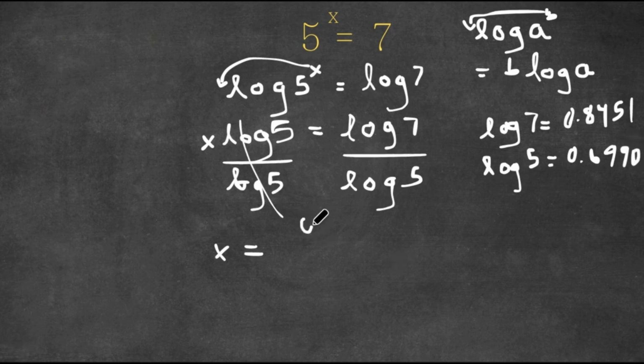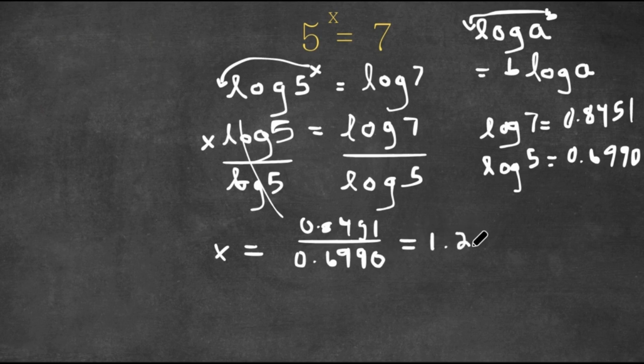So now we have 0.8451 over 0.6990. And now this is equal to 1.2090. So this is our answer.